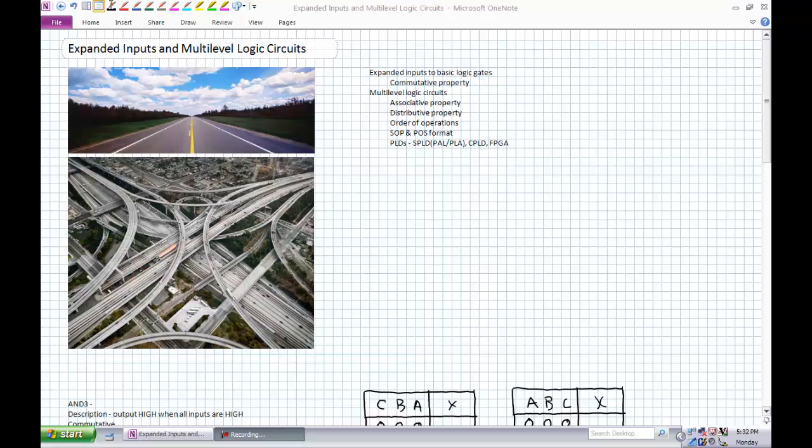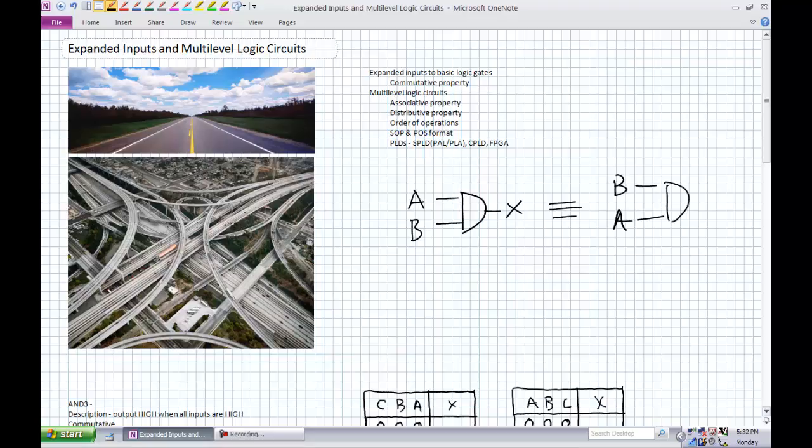But before we do that, in the series of this whole lecture, I'm going to discuss three basic properties of logic. And they're kind of no-duh things. I mean, you should be able to figure these things out. First one is the commutative property, which basically states A AND B equal to X is equivalent, that triple equation means it's equivalent, to B ANDed with A.